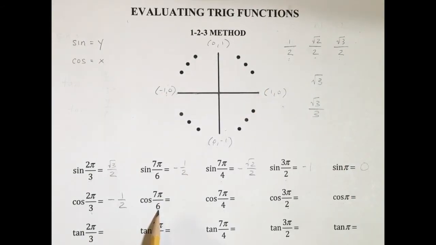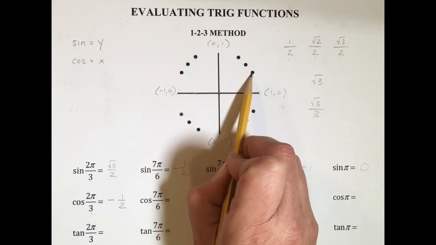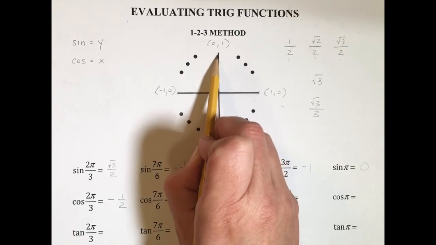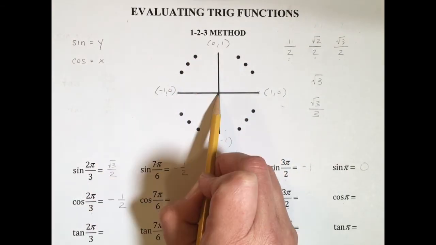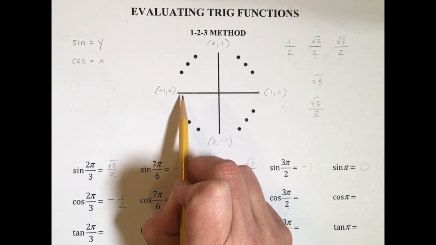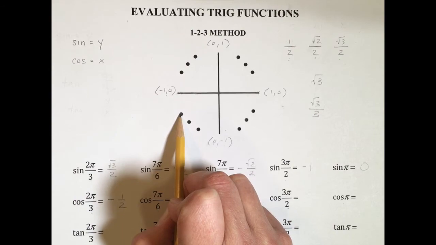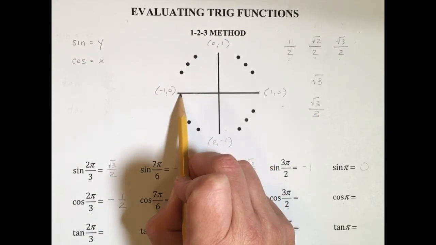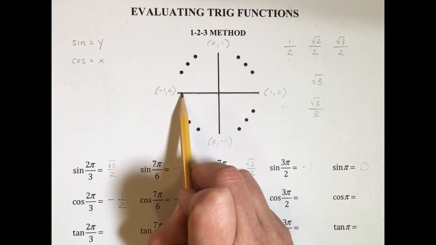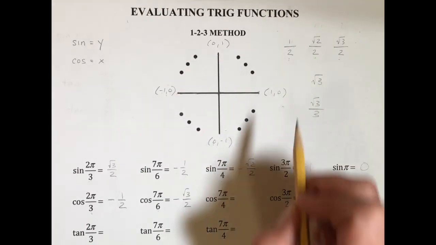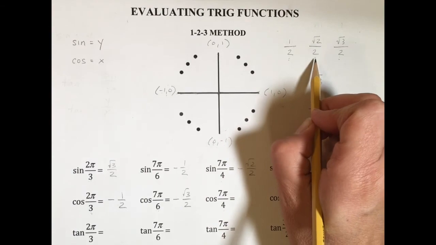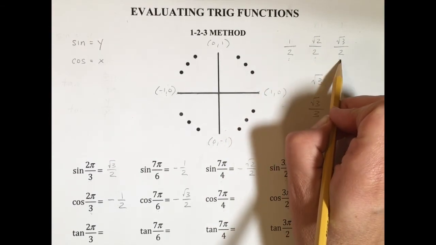Let's spin to 7 pi over 6. 1 pi over 6, 2 pi over 6, 3, 4, 5, 6, 7 pi over 6. To get to 7 pi over 6, you would go to the left a large distance and down a short distance. We're going to the left, so it's negative, and we have to go a long way to the left, so it's negative radical 3 over 2. If you haven't caught on yet, this is our short distance, our medium distance, and our long distance.